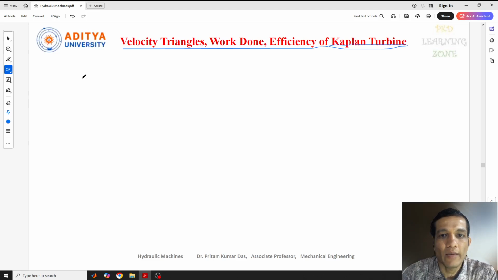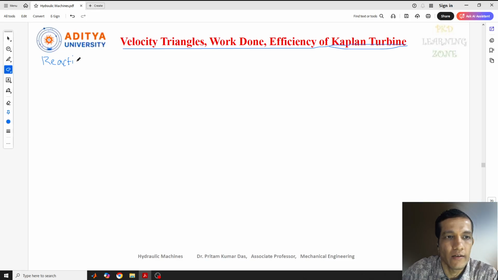So this Kaplan turbine is also one example of a reaction turbine and also one example of an axial flow turbine. Here we can draw the velocity triangle similar to how you have done for the Francis turbine also.